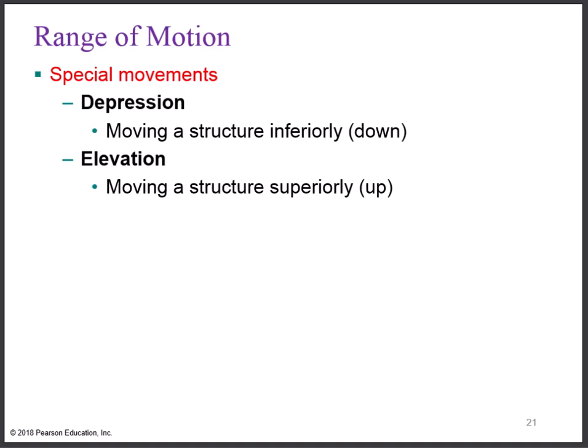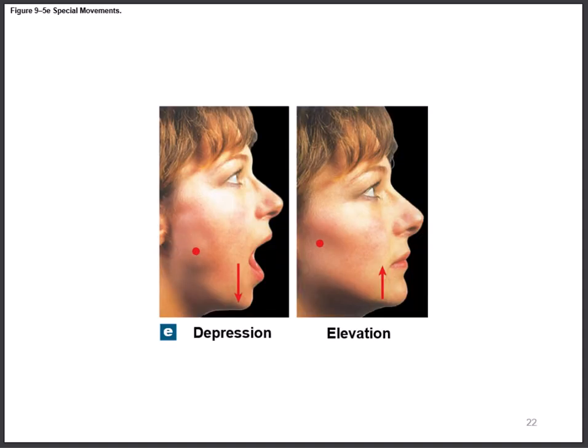Depression and elevation. Depression is if we move a structure downward, or if we pull a structure upward, it would be elevation. So here they're doing the mandible. Here she's depressing the mandible by dropping the jaw down. Here she's taking the mandible and bringing it back up. If you did the scapula, a shoulder shrug, if you bring your shoulders up, that would be elevation of the scapula. If you bring your shoulder blades back down, depression.